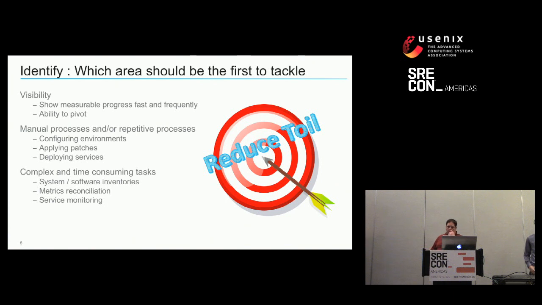Lastly, we want to look at what are the complex and time-consuming tasks that we have? Taking inventory always takes a long time if it's not automated. Everything's always changing. There's lots of things you need to gather out of there. Metrics reconciliation. So as I mentioned to start off, I deal with monitoring. I do not want to be doing metrics reconciliation with monitors. It takes too long. It's not a good use of my time. So we want to try and address, again, what are the things that we can do quickly in that area? And that goes along with service monitoring. I'll talk a little bit about service monitoring, what I mean by that.